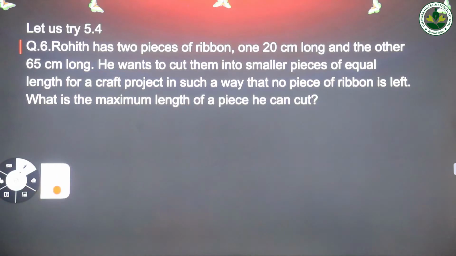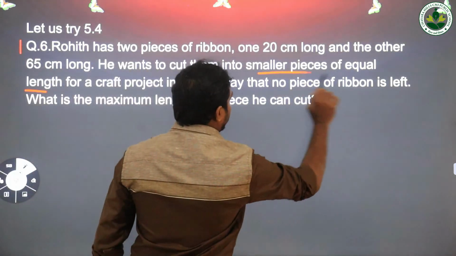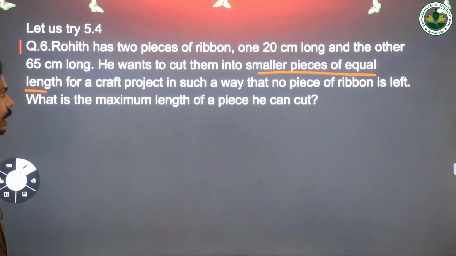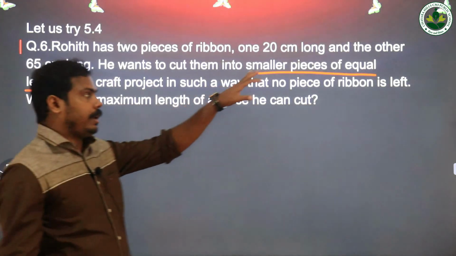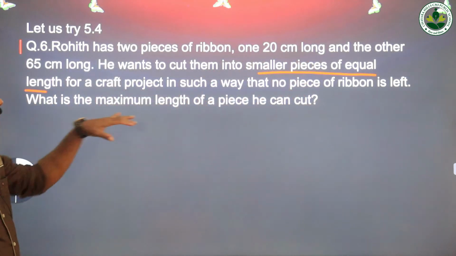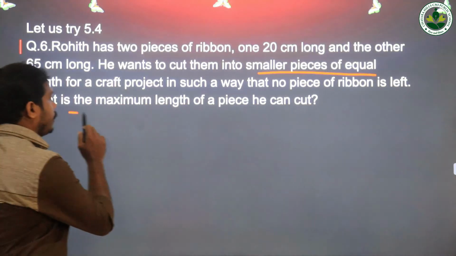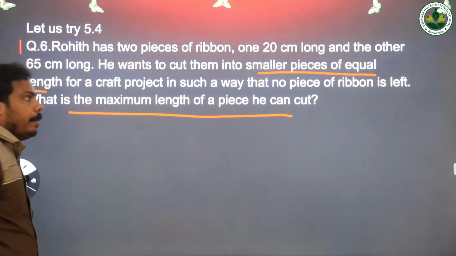Let us try 5.4. Rohit has 2 pieces of ribbon. One is 20 centimeter long and the other one is 65 centimeter long. He wants to cut them into smaller pieces of equal length for a craft project in such a way that no piece of ribbon is left, without any remainder. What is the maximum length of a piece he can cut?